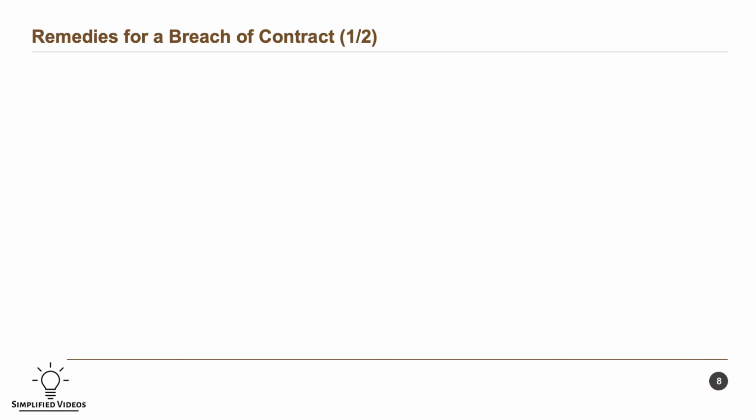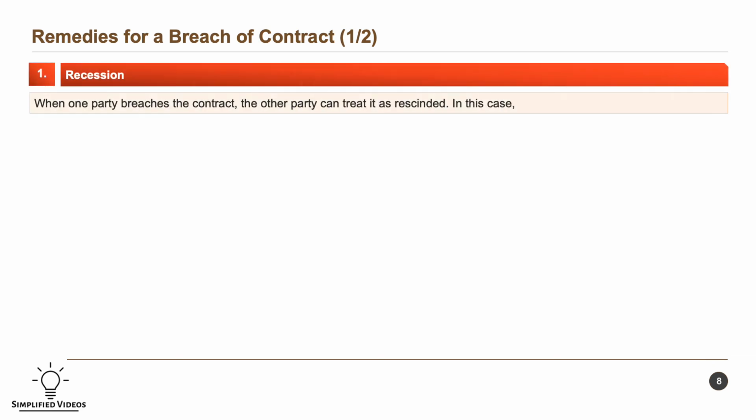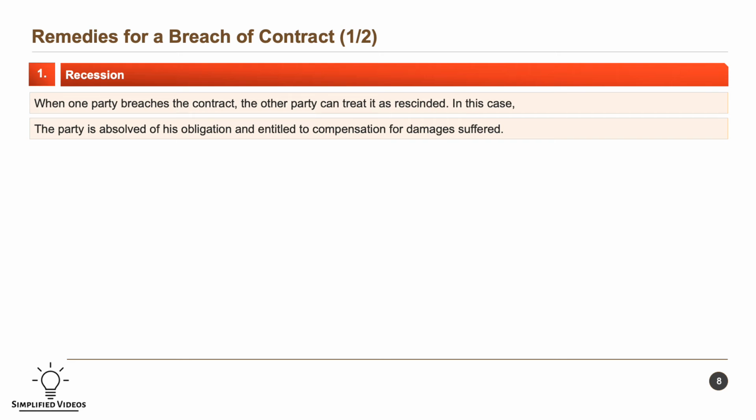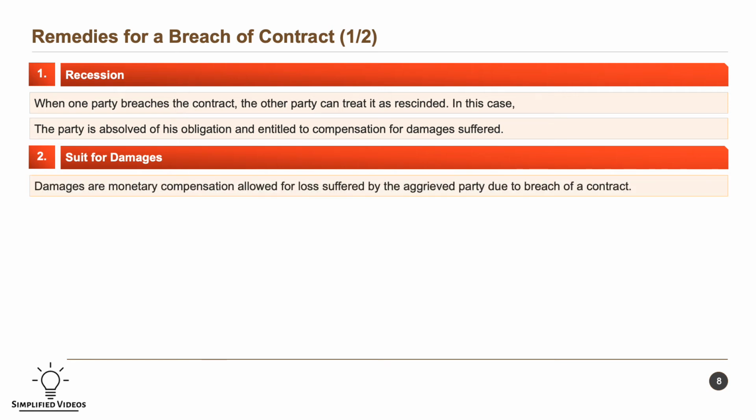Let's understand these remedies in more detail. Rescission: when one party breaches the contract, the other party can treat it as rescinded. In this case, the party is absolved of his obligation and entitled to compensation for damages suffered. Suit for damages: damages are monetary compensation allowed for loss suffered by the aggrieved party due to breach of contract.